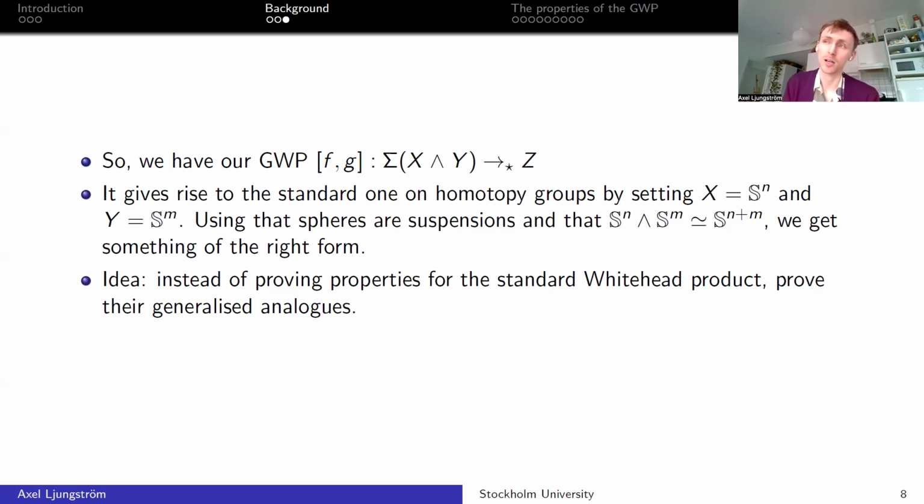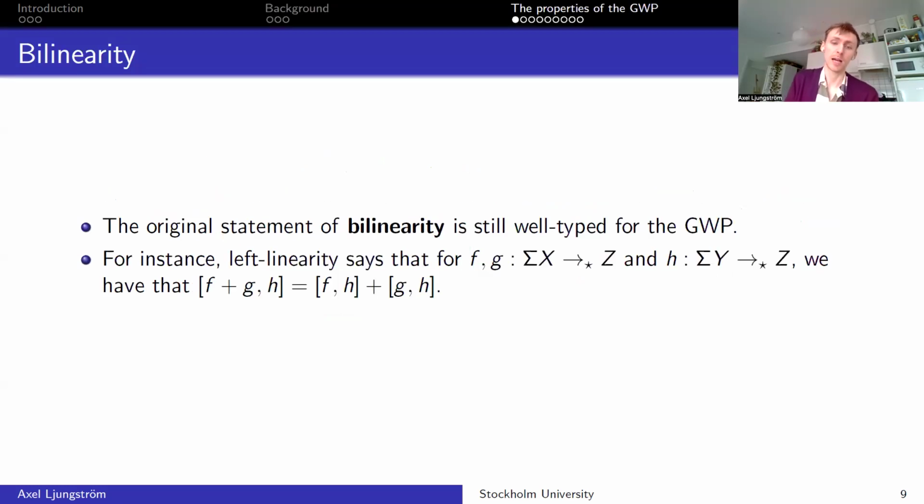Well, in order to do so, we will need to come up with the appropriate statements of bilinearity, symmetry, and Jacobi for the generalized Whitehead product. So let's do that. First of all, bilinearity: we don't have to make any changes. The statement for the homotopy group version of Whitehead products and the version for the generalized Whitehead product will look exactly the same. For example, left linearity says that if you have f and g going from the suspension of x into z, and some h going from the suspension of y into z, then f plus g bracket h is f bracket h plus g bracket h. No changes to be made there.